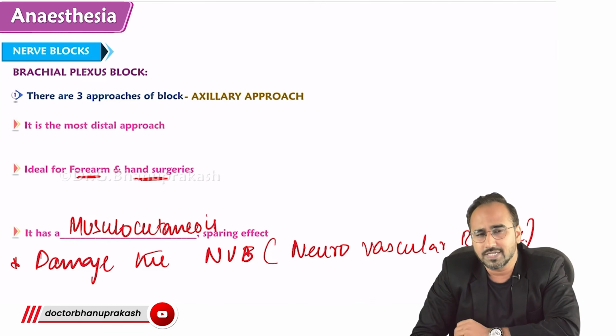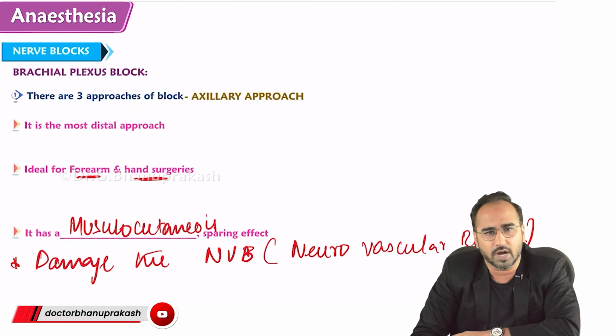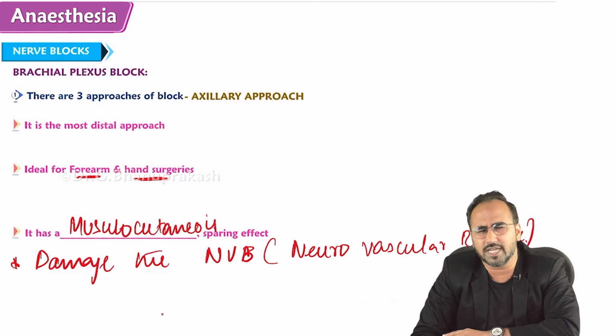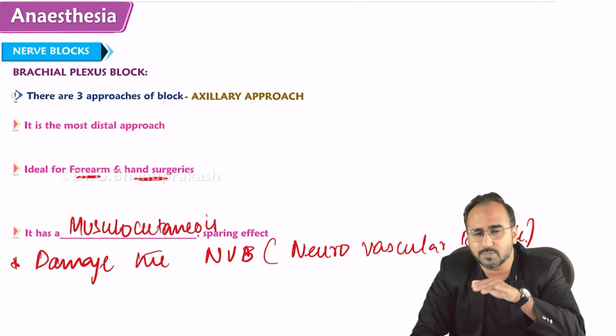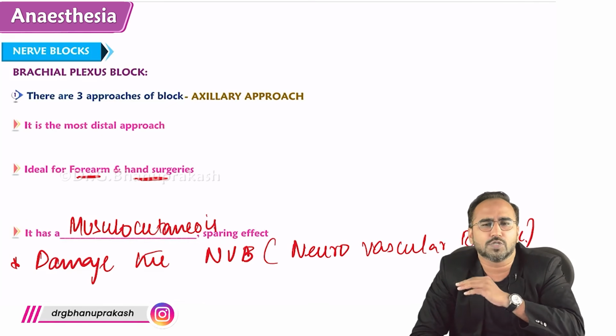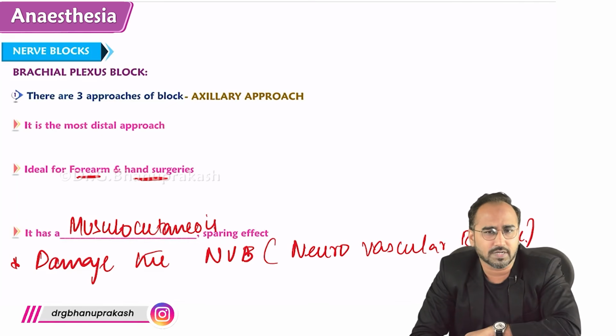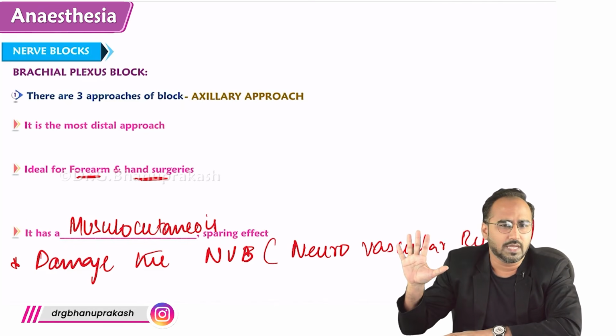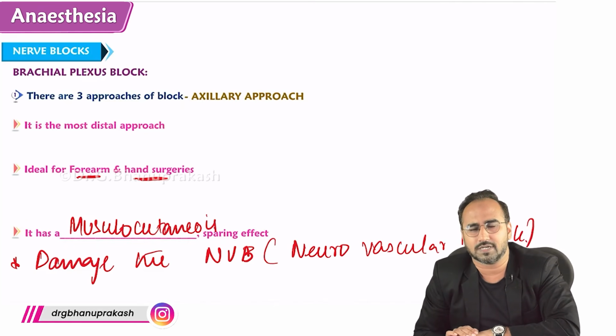What distal roots? C8 and T1 is blocked. The proximal, basically not C8 and T1. Just cut this point of C8, T1, guys, right? With the axillary approach, only distal roots are blocked. Hence it is used for hand and forearm surgeries, right?